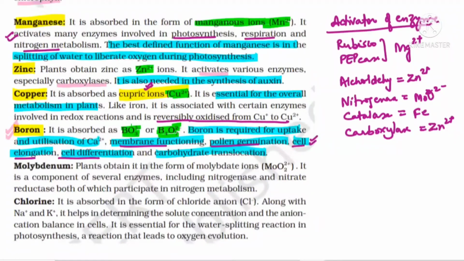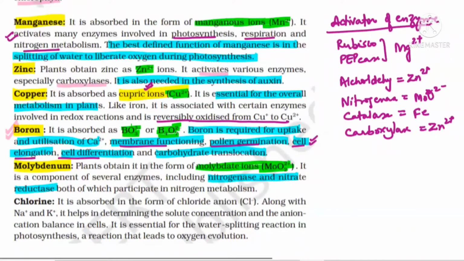Next mineral ion which is required is molybdenum. The plant obtains it in the form of molybdate ions. Clear, beta? It is a component of several enzymes, including nitrogenase and nitrate reductase. Beta, which enzymes? Nitrogenase and nitrate reductase. It's a component.